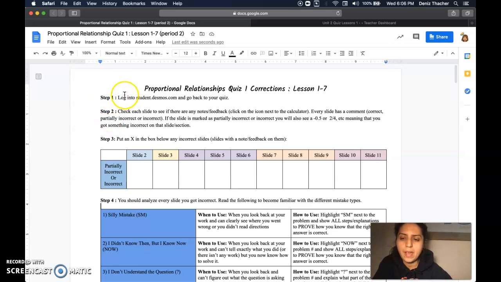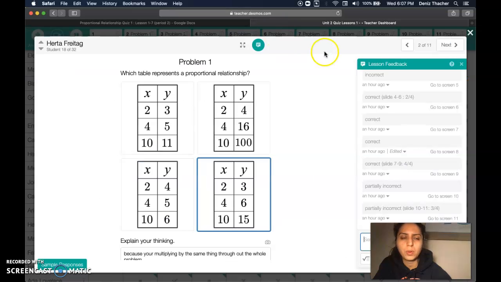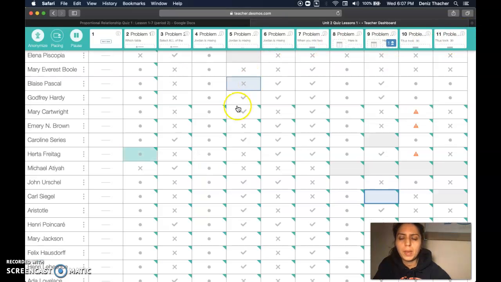So step 1, after having opened this document on Google Classroom, you're going to go ahead and log into student.desmos.com and go back to your quiz. You're going to want to open a second tab like you see here, go to student.desmos.com, and click back on your quiz. When you get back to your quiz, you may notice that it has been paused. However, don't worry, I will make sure it is unpaused so that you can continue the work.